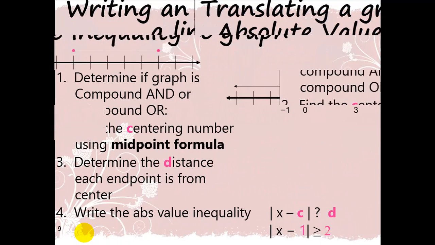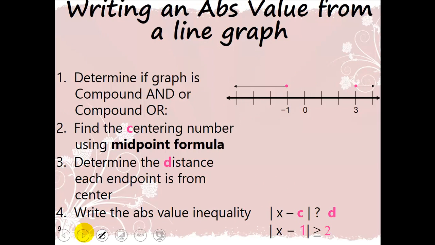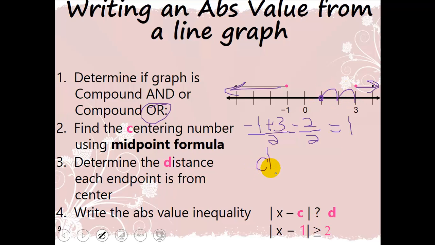Our last slide. Determine if the graph is a compound and or. These are going off in 2 separate directions, so this has to be an or. Our centering number, we're going to use the midpoint, -1 plus 3 over 2. That's going to give me a 2 over 2, which is 1. The distance, here's my center right here. The distance is 1, 2. So D is equal to 2, and then I just plug in to the formula.